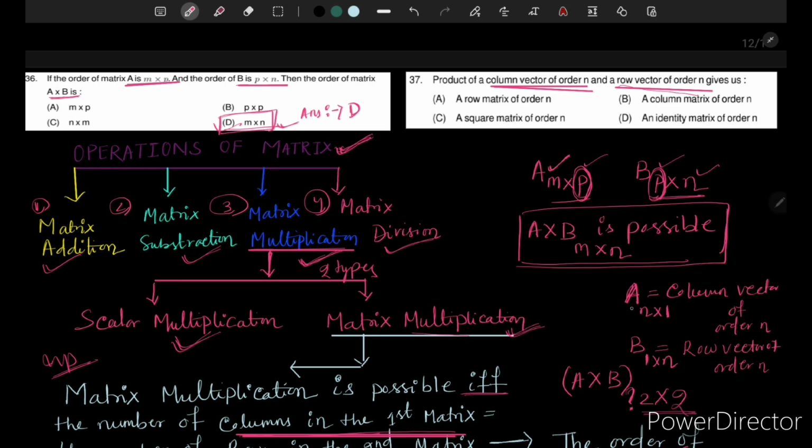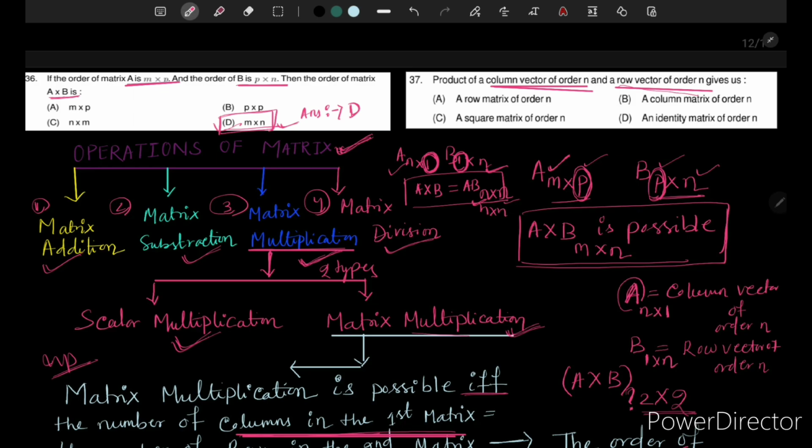So that means A is a matrix of order n by 1, and B is a matrix of order 1 by n. So here we all can see that AB matrix multiplication is possible, because the number of columns in the first matrix is exactly equal to the number of rows in the second matrix. Okay, and the new matrix, that will be AB, will be of order n by n, because this is the number of rows in the first matrix and this is the number of columns in the second matrix. So the new matrix will be of order n by n.